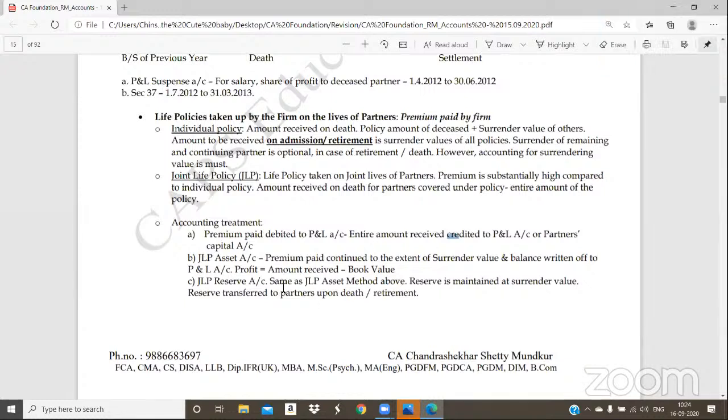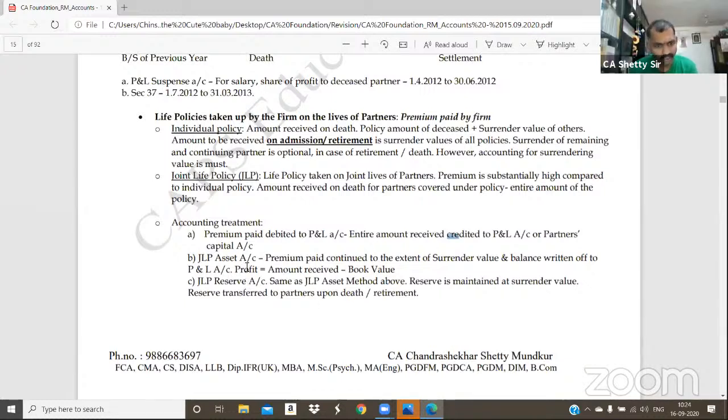And the last one is JLP reserve. They will also have a JLP asset as well as JLP reserve. That asset account is treated like point number 2 and reserve is distributed like any other profits, which is distributed to all the partners, undistributed profits. So I repeat, premium is debited to P&L, amount received is credited to P&L. JLP asset is shown in the balance sheet, 2 lakh rupees. When you receive 10 lakh, 8 lakh rupees is taken. Whereas if they maintain reserve also, then reserve also has to be distributed. I know a little bit of confusion.